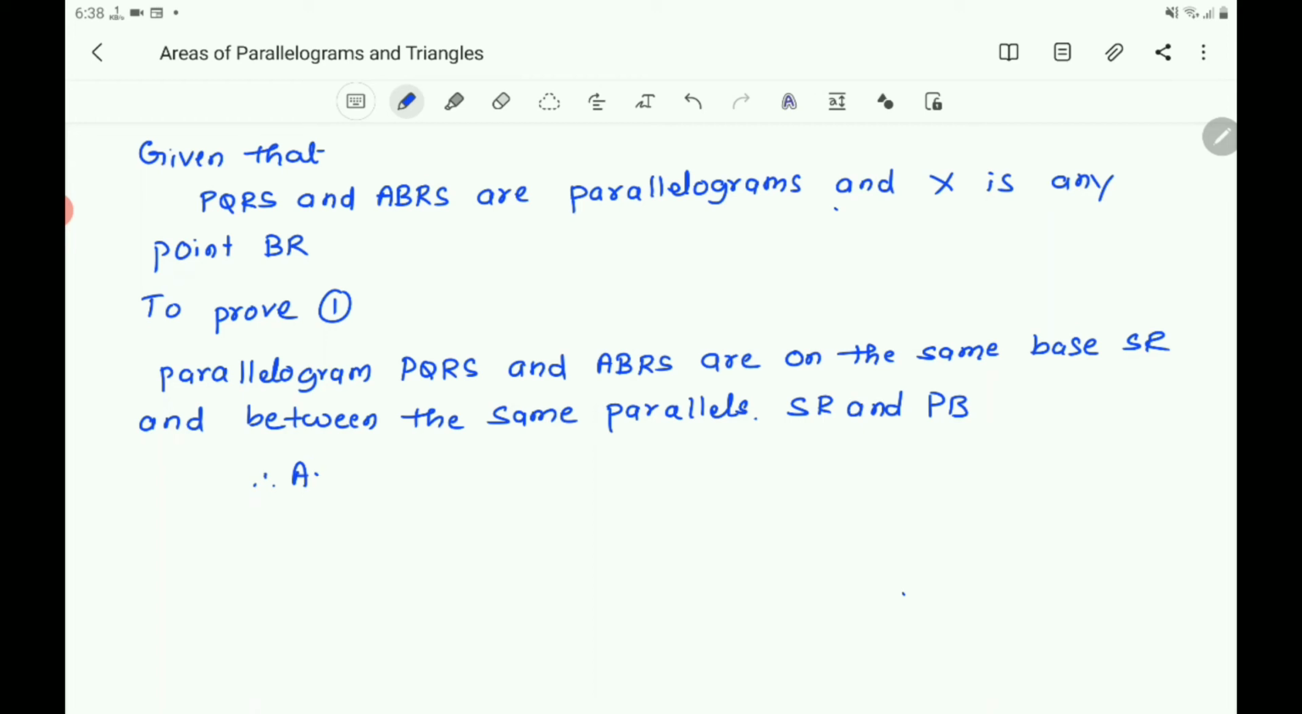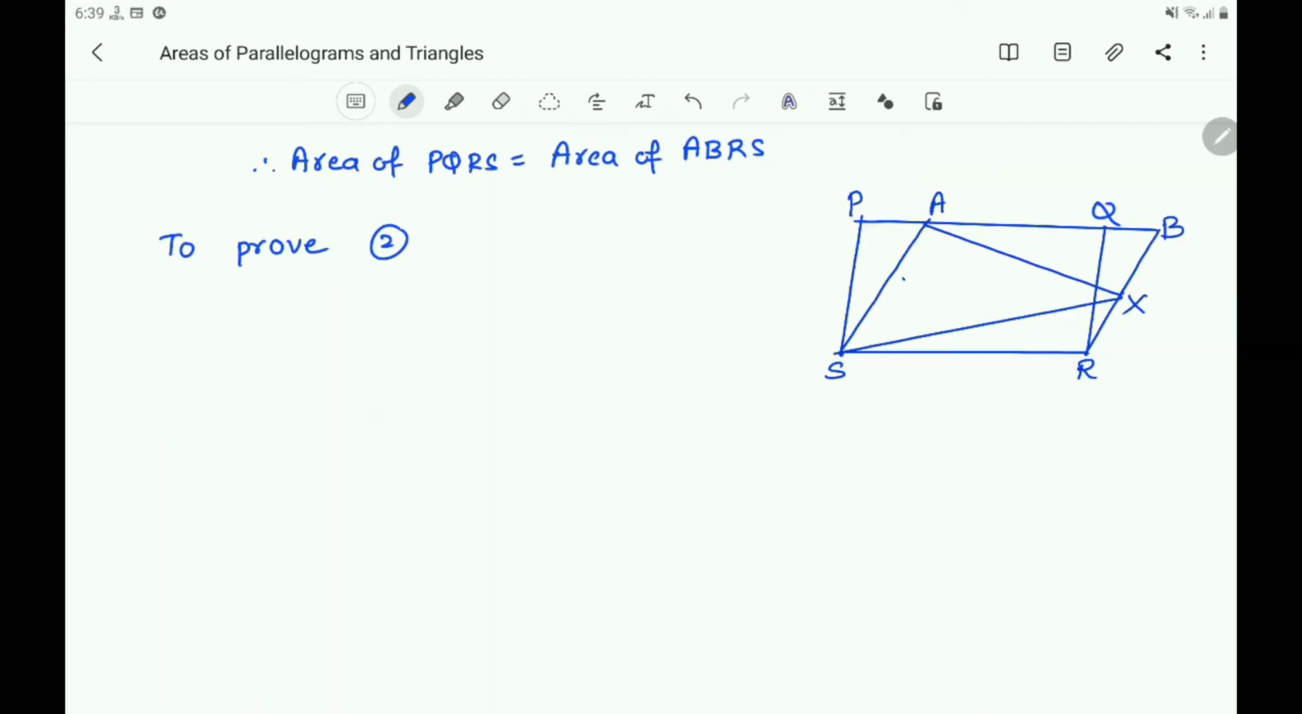Therefore, you can write that their areas must be equal. Therefore, area of PQRS equals area of ABRS. First. So, to prove second, we proved that area of PQRS equals area of ABRS.